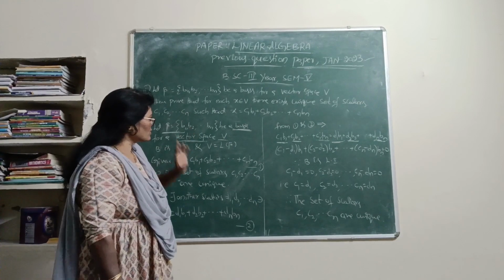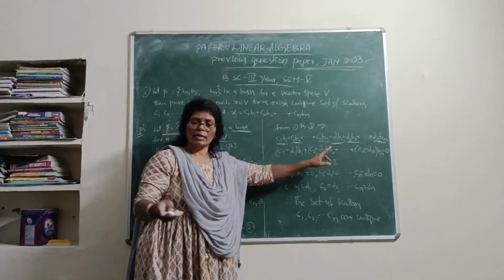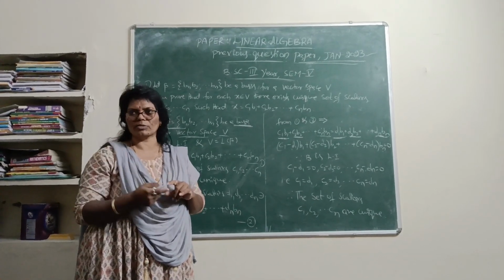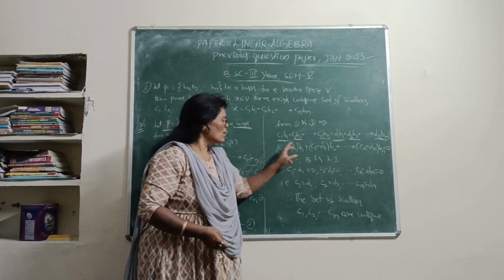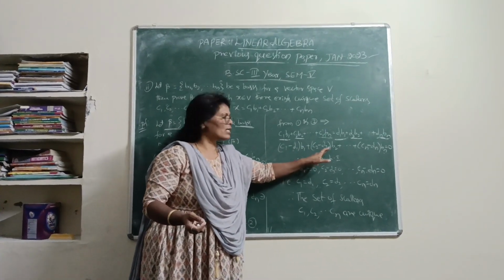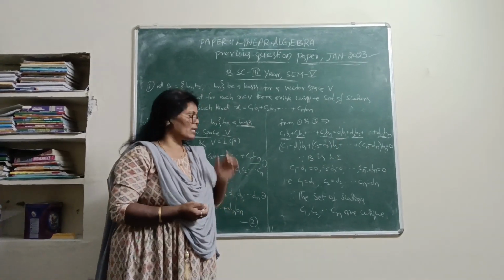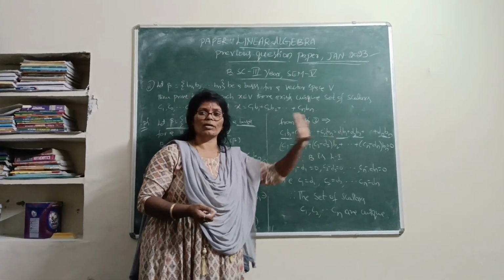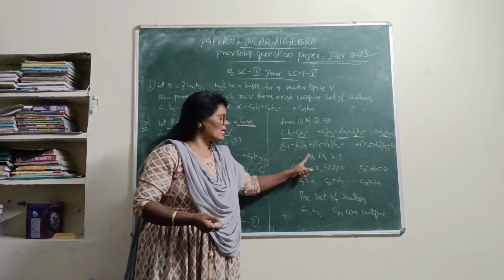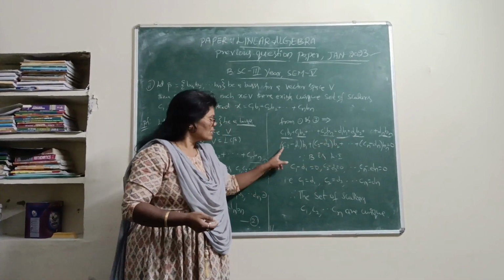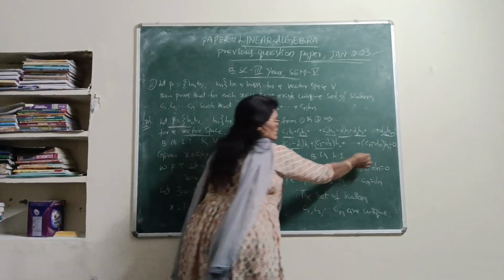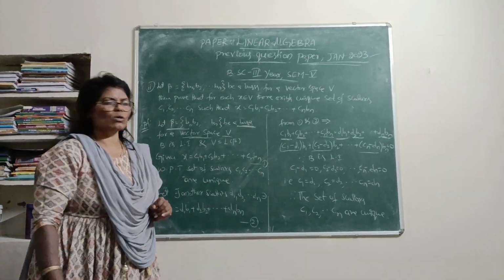But from the statement, beta is linearly independent. Linearly independent means each scalar must be equal to 0. So here c1 minus d1 is one of the scalars, c2 minus d2 is also a scalar, and so on, cn minus dn is also a scalar. That means my linear combination of vectors is equal to 0. So by the definition of linear independence, each scalar must be equal to 0. That means c1 minus d1 is equal to 0, c2 minus d2 is equal to 0, similarly cn minus dn is also 0.